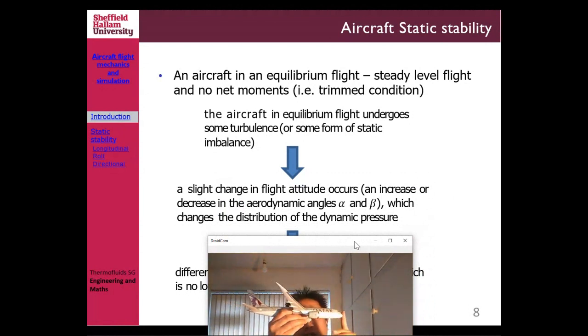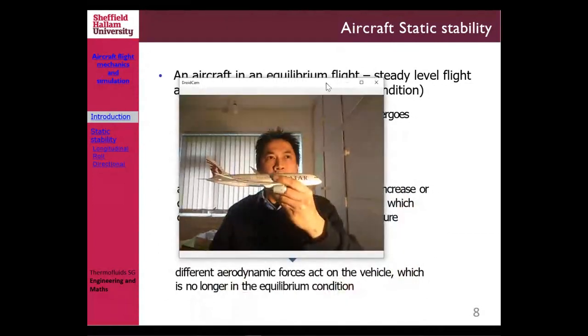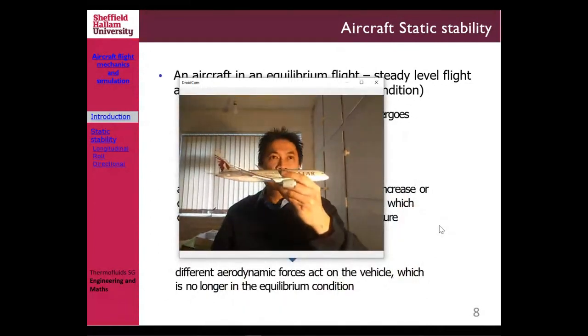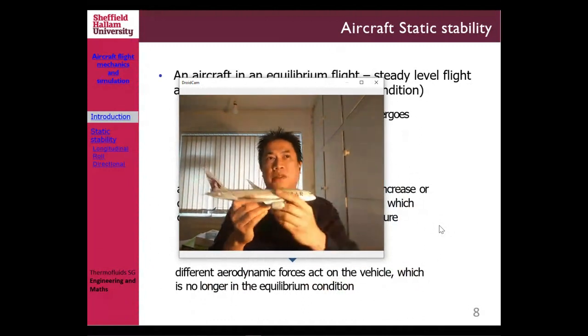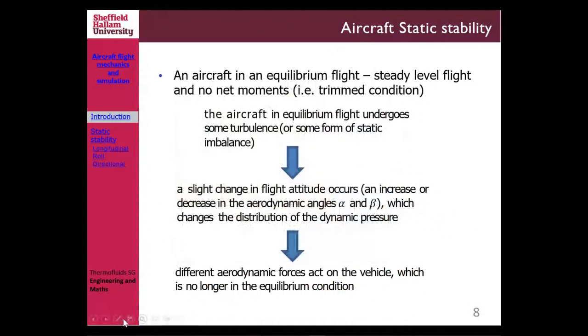Then it will slightly change the flight attitude. In this case, if you're looking only at longitudinal motion, it only changes your alpha, the angle of attack, which will then change the distribution of dynamic pressure. Those of you who learned hydrodynamics know that if you change the alpha, then obviously you change the lift as well. If you change the lift, you change the equilibrium forces in your aircraft, so there will be a delta lift arising from your wings. That will give different aerodynamic forces acting on your vehicle, which disturbs the equilibrium condition of your aircraft.